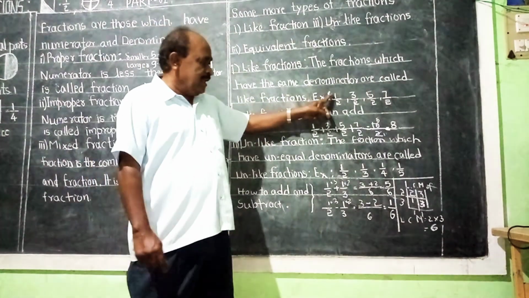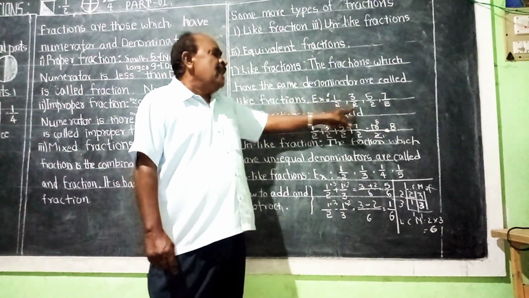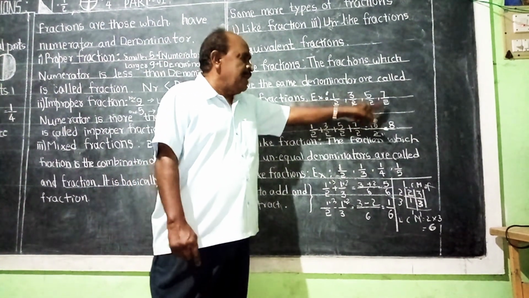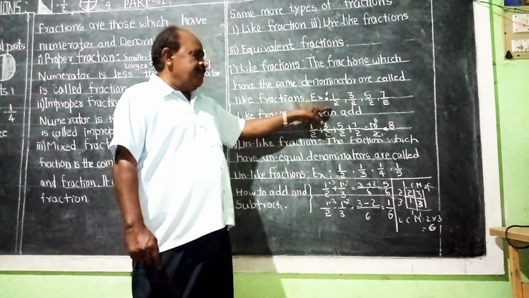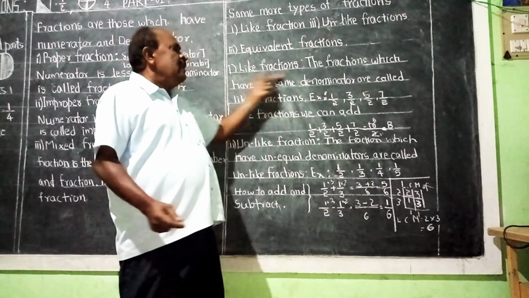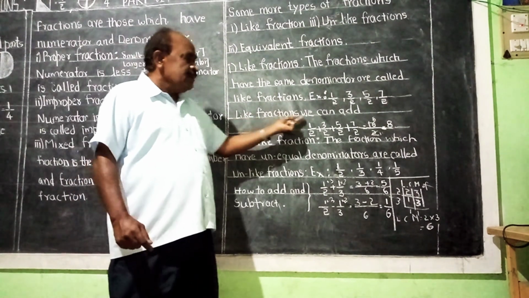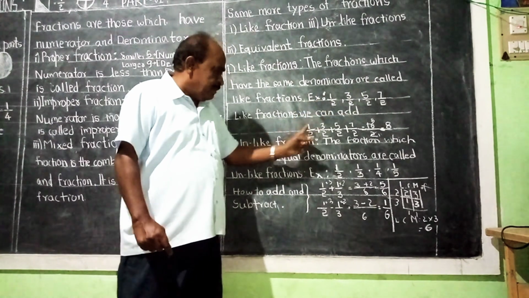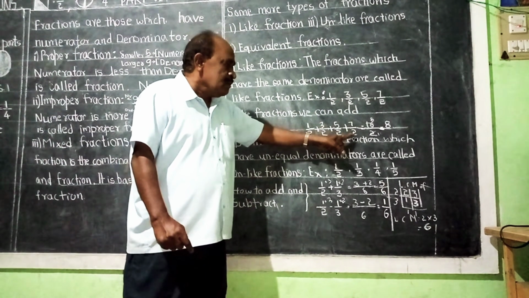Here I have an example of 1/2, 3/2, 5/2 and 7/2. Compare them: all the denominators are the same. If the denominators are the same, those are called like fractions. What to do with like fractions? We can add them: 1/2 plus 3/2 plus 5/2 plus 7/2.